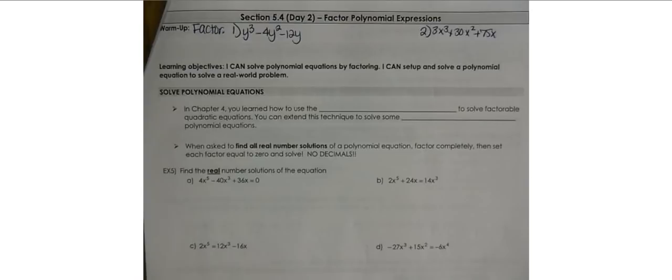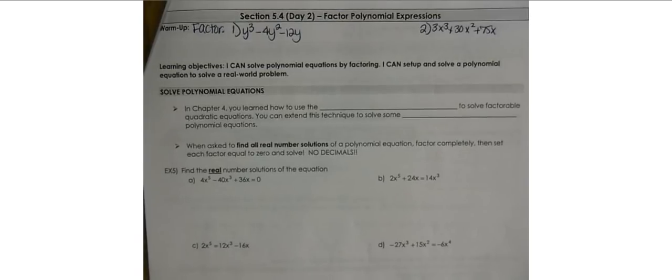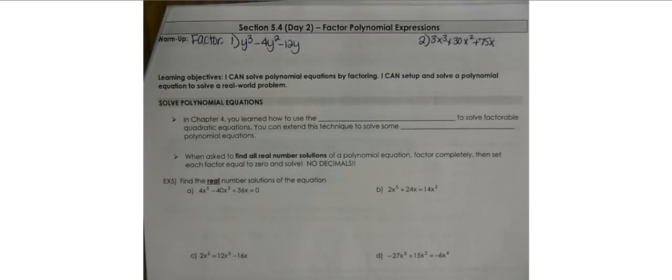Before we get started today, let's practice our factoring skills by factoring y cubed minus 4y squared minus 12y and 3x cubed plus 30x squared plus 75x. Please pause the video and practice factoring these expressions completely. And when you have an answer, please restart the video to see how well you did. All right, let's see how well you did.